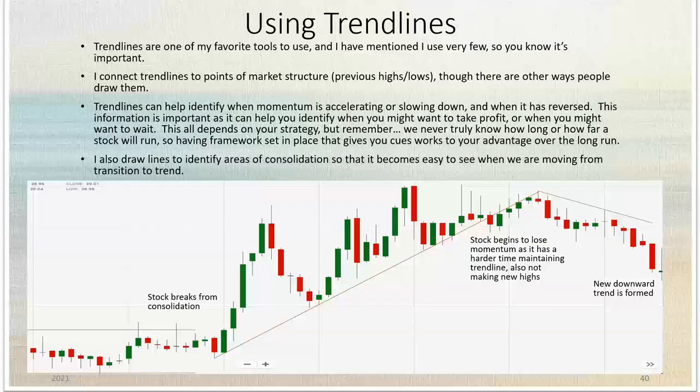I also draw lines to identify areas of consolidation so that it becomes easy to see when we are moving from transition to trend. So you might actually recognize this earlier. I used a part of this to explain the sideways transition, right? So here we have a sideways, non-directional move. It's going nowhere. There's no opportunity here. But all of a sudden, it breaks out. Okay, so now we watch it, and we see that it breaks from the consolidation, and it starts moving higher.